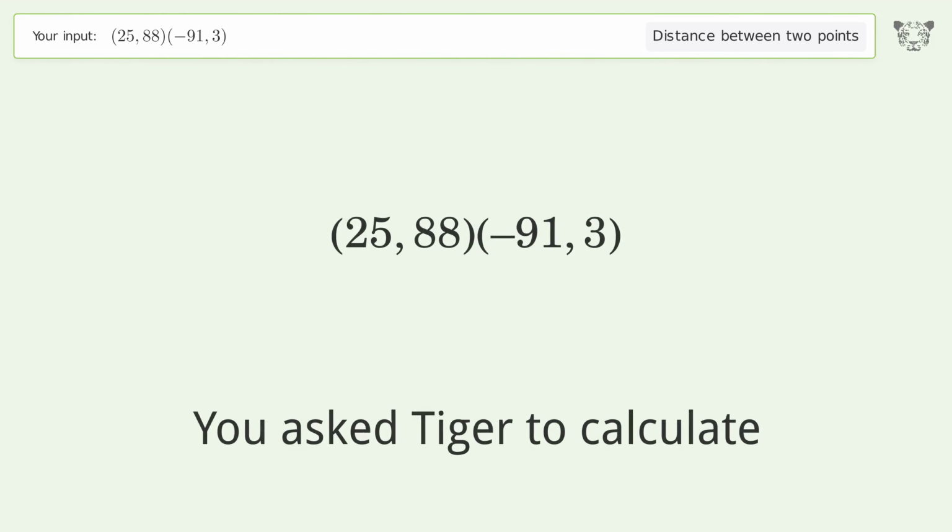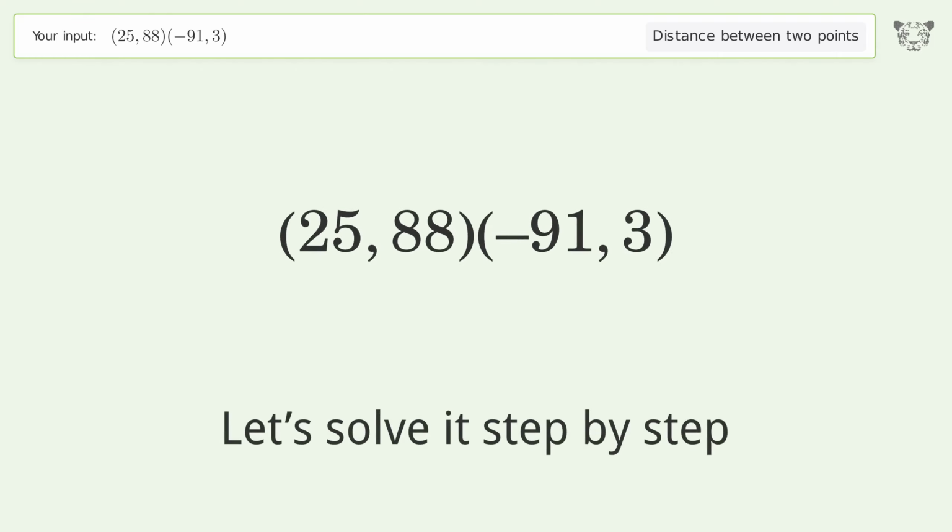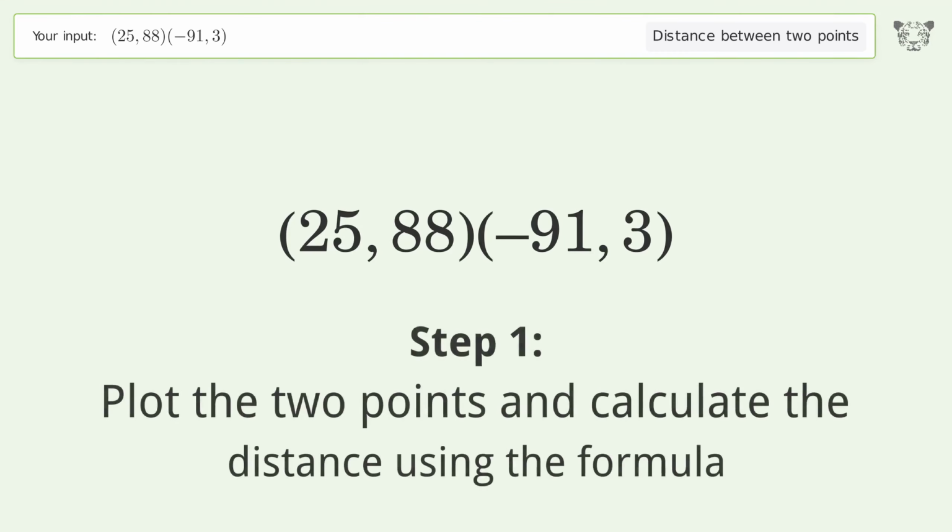You ask Tiger to calculate. This deals with the distance between 2 points. The distance between the 2 points is the square root of 20,681, or 143.809. Let's solve it step by step. Plot the 2 points and calculate the distance using the formula.